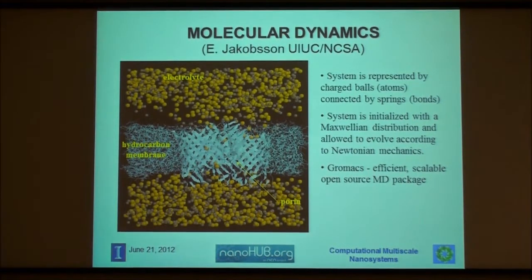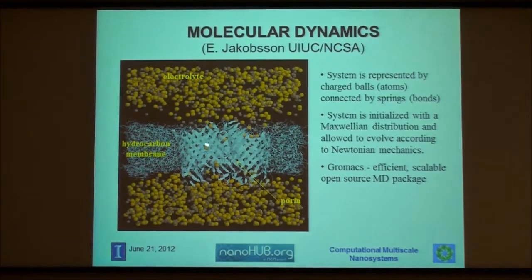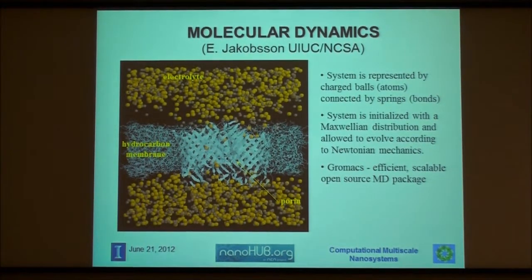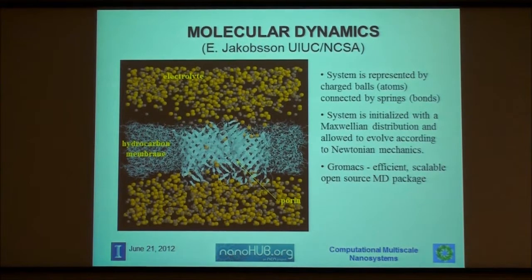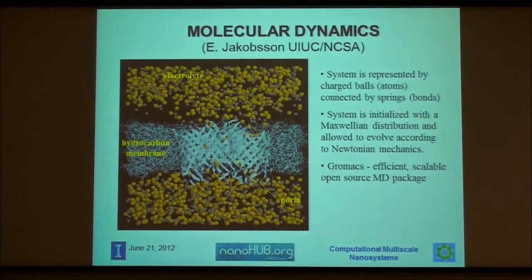This is a picture from my friends in Eric Jakobsson's group, just to give an idea of the molecular dynamics for an ion channel. This is a porin model. Porin is a big channel found in the E. coli bacteria. It's actually 3 ion channels together. I'll show you later a more detailed picture.